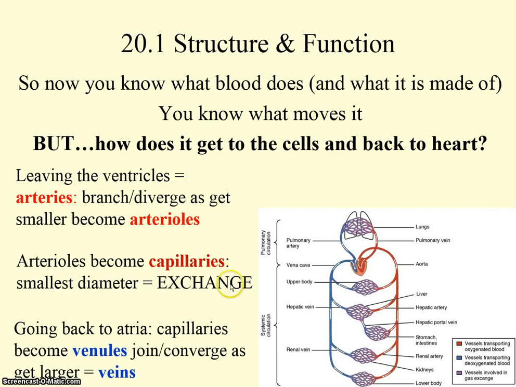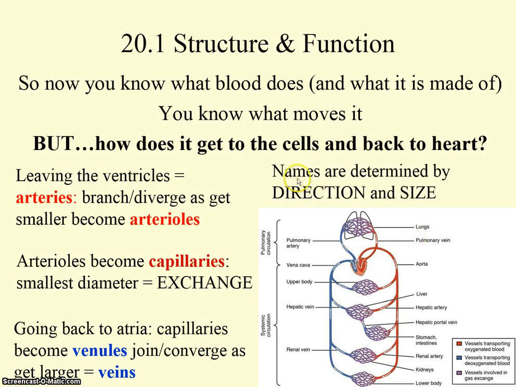Now, after the exchange has occurred, with oxygen out, nutrients out, and waste and carbon dioxide back in, we have to return to the heart. So going back to the atria, the capillaries start to get larger. They become venules, which get larger and larger, so they finally become veins, and we return through one single tube as we left as one single tube. So the names of these tubes are determined by direction and size. Whether you're an artery or a vein really is a directional term, and whether you're an arteriole, a venule, or a capillary is about size.